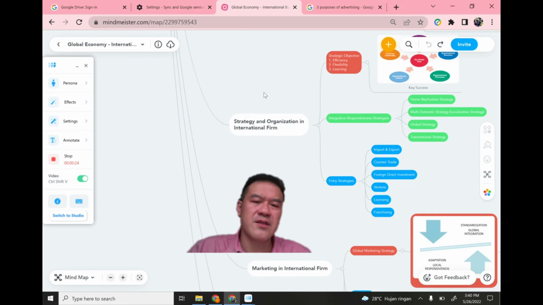There are several entry strategies. Import-export is where the company just stays where it is and does business by importing or exporting. Counter trade is part of it, where some is exported or imported, and some is not. Foreign direct investment is investing in the new country. Joint venture is forming a partnership with another local partner. Licensing is giving a license to the local partner, and franchising is also an option.